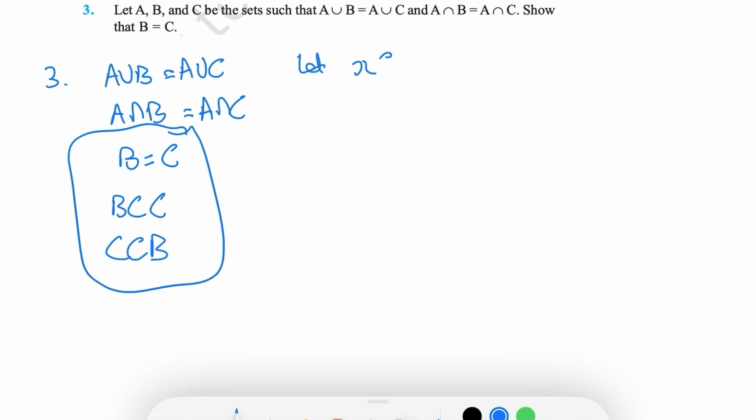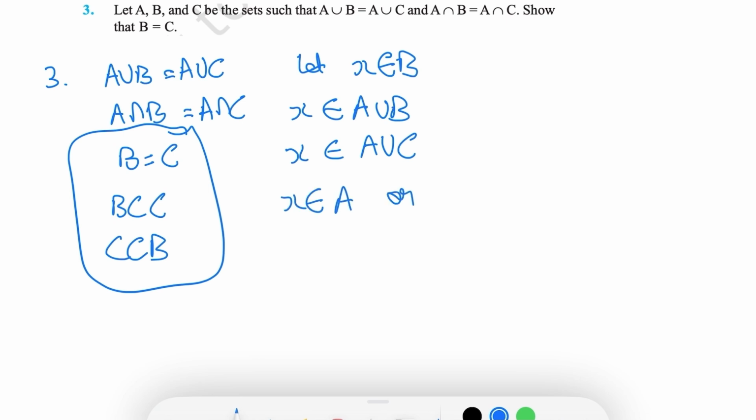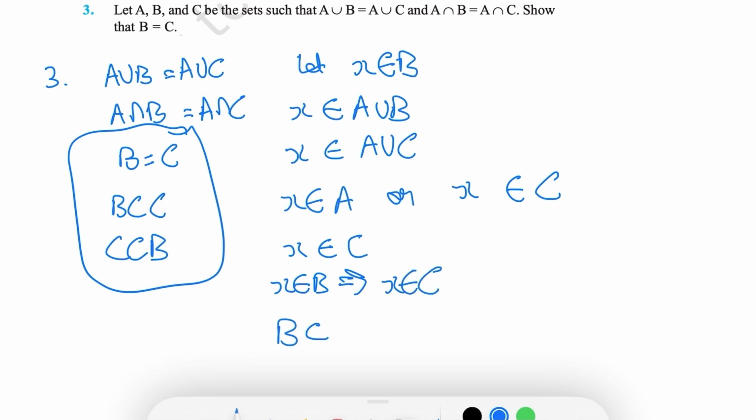Let X belongs to B. Then we can say that X belongs to A union B. Also we can say that X belongs to A union C. By the definition of union, we can say that X belongs to A or X belongs to C. Now we know that A intersection B is equal to A intersection C. So if we take this case, X belongs to A, we can say that X belongs to C. That means X belongs to B implies that X belongs to C. Hence we can write B is a subset of C.